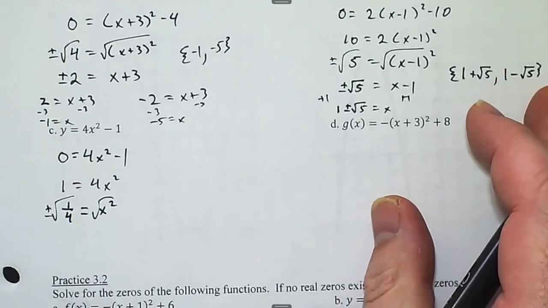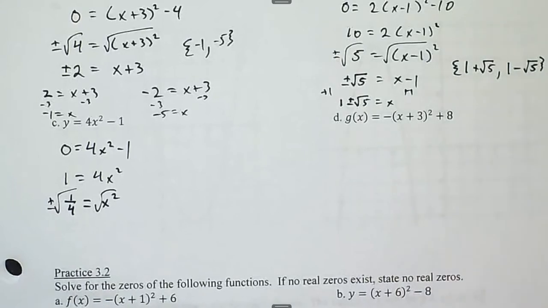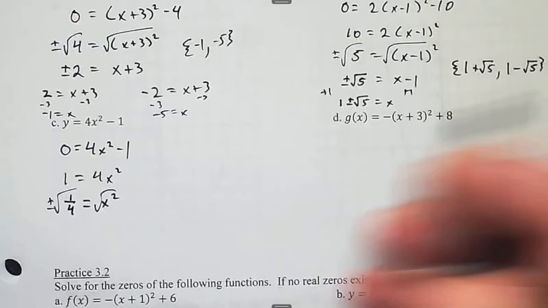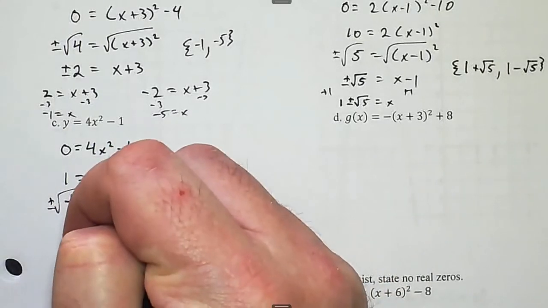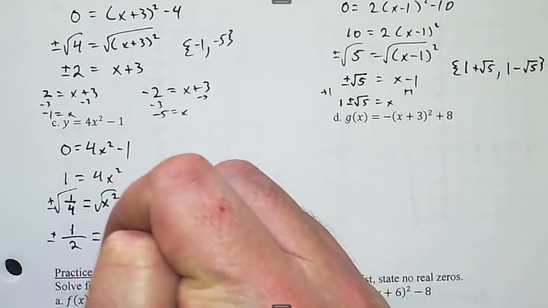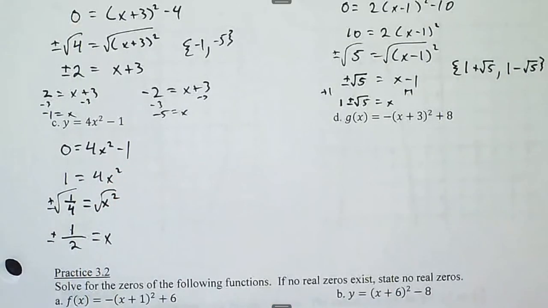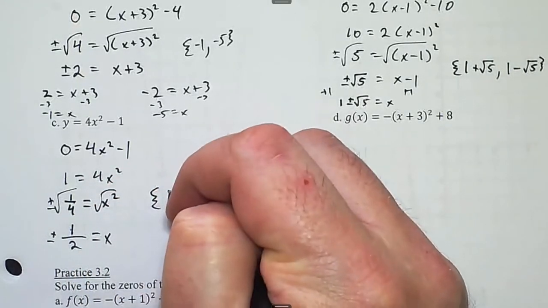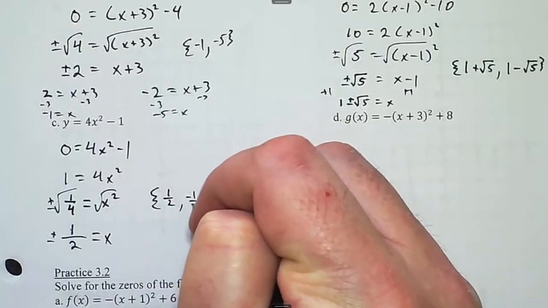When you square root a fraction, you square root the top, then you square root the bottom, and then simplify radicals, get rid of any radicals in the denominator. So the square root of 1 is 1. The square root of 4 is 2. So we get x equals plus or minus 1/2. So our 2 zeros are 1/2 and negative 1/2.